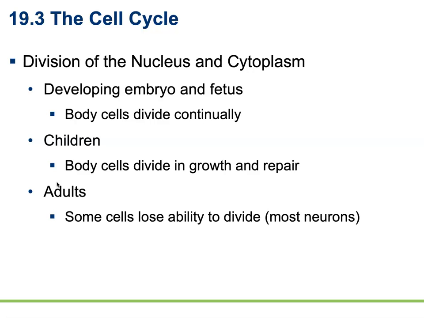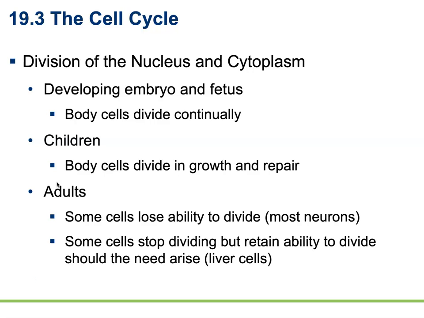In adults, we're going to find that some cells are going to lose the ability to divide, so specifically your neuron cells. So if you've ever heard that before, that, once you lose a brain cell, you lose it forever. Yeah, your neurons are going to lose their ability to divide and replace. Not all, but most of them.